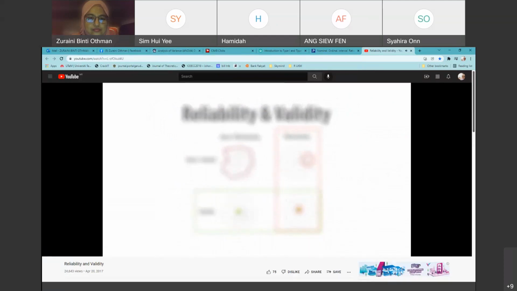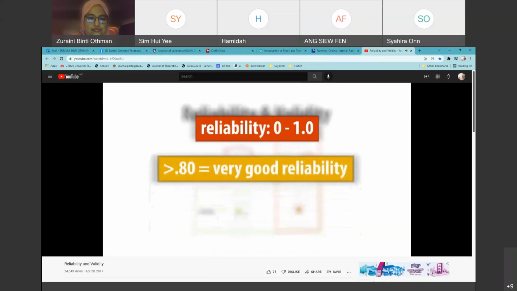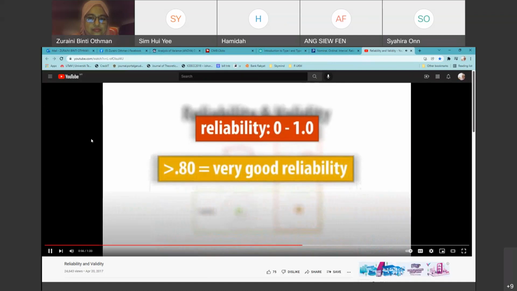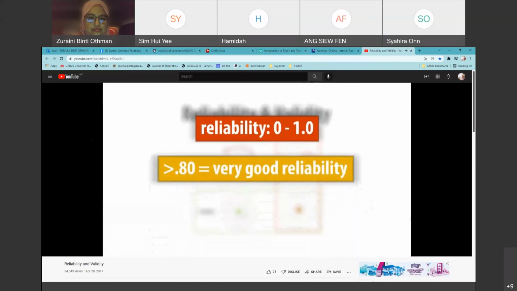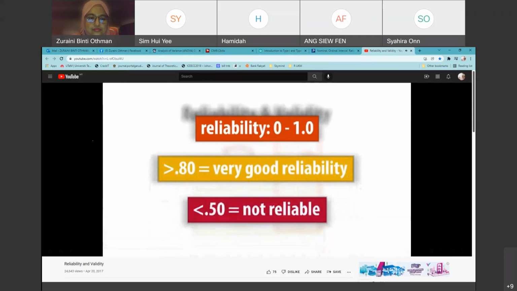Values for reliability coefficients range from 0 to 1. A reliability of 0 means no reliability, and 1 means perfect reliability. Due to measurement error, perfect reliability never happens. Generally, if the reliability of a standardized test is greater than 0.8, then the test is said to have very good reliability. If it's below 0.5, it would not be considered a reliable test.